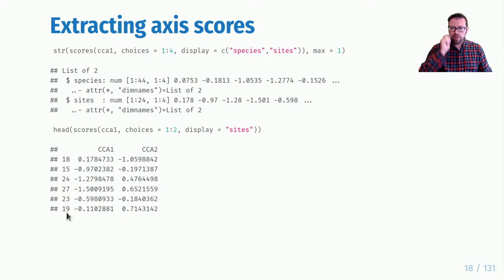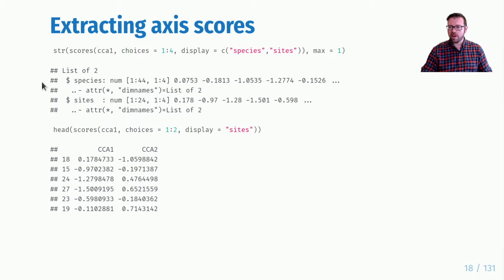So here I'm just showing that I'm extracting the scores from that CCA model. I want the first 4 axes, and I'm extracting here the species and the site scores. Okay, and the str command is just showing the structure of this stuff.